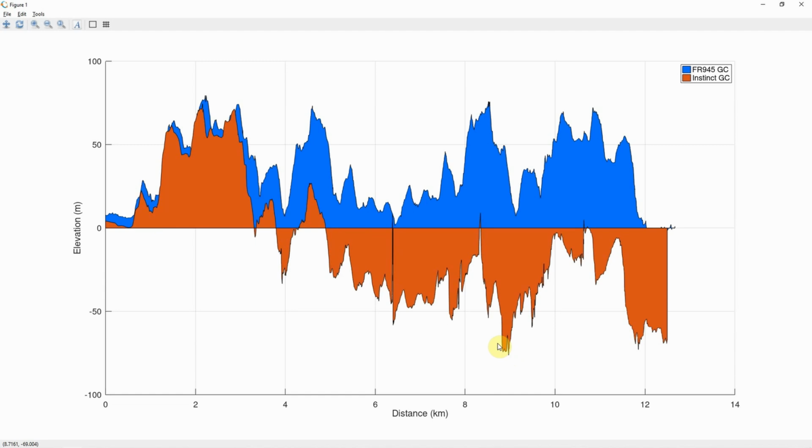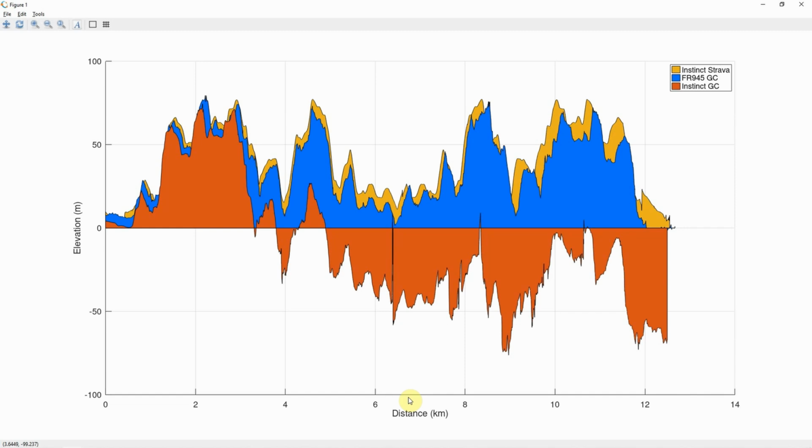Furthermore, this was more or less an out and back run. If I put a line in the middle, it should help you to see that the 945 data is approximately symmetric, albeit with some drift in elevation of about 20 metres over the run. However, the Instinct data is nothing like symmetric, as you can clearly see.